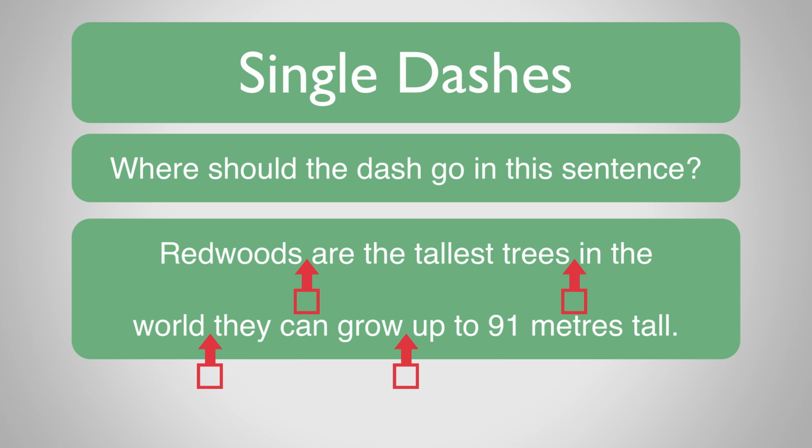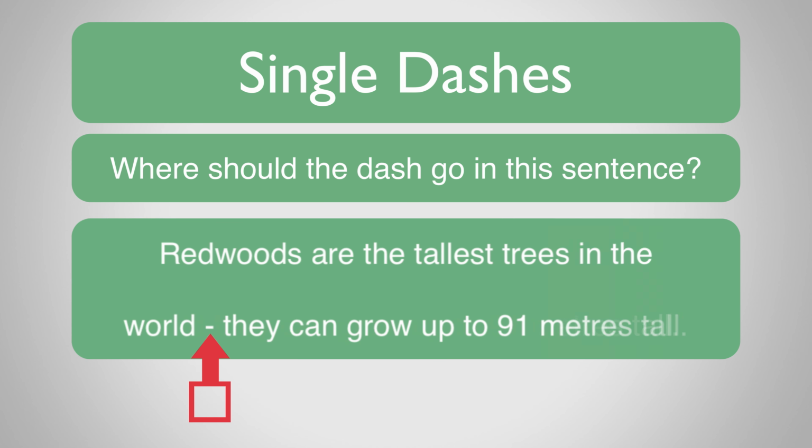Redwoods are the tallest trees in the world. That's perfect, so the dash must go after this. Let's just double check that what comes after the dash has a close link to the main clause, which is about the height of the trees. Redwoods are the tallest trees in the world. They can grow up to 91 metres tall. Perfect, so the dash goes here.